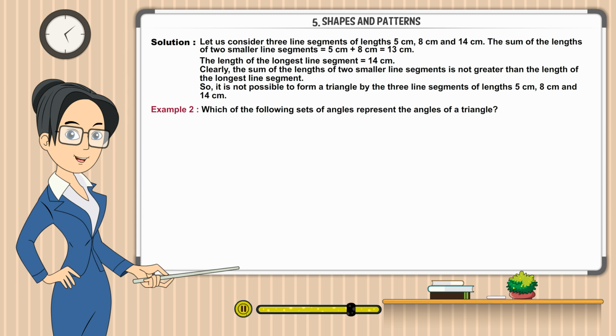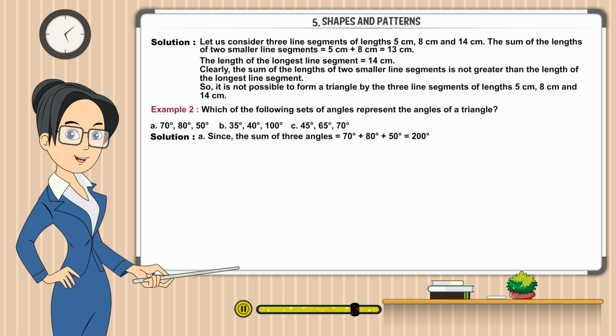Example 2. Which of the following sets of angles represent the angles of a triangle? A. 70 degrees, 80 degrees, 50 degrees. B. 35 degrees, 40 degrees, 100 degrees. C. 45 degrees, 65 degrees, 70 degrees. Solution. A. Since the sum of three angles is equal to 70 degrees plus 80 degrees plus 50 degrees is equal to 200 degrees. Since 200 degrees is greater than 180 degrees, this set does not represent the angles of a triangle.